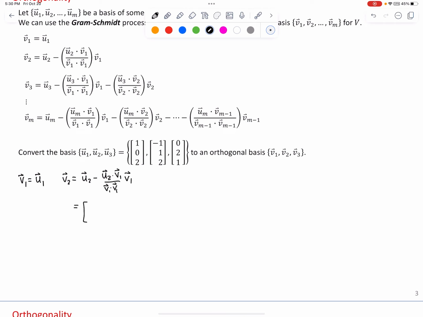So u2 is the second vector in our non-orthogonal list, so (-1, 1, 2). Dot this vector with v1, and v1 we're saying is the first vector, so we're just dotting these two vectors, and we get -1 + 0 + 4.